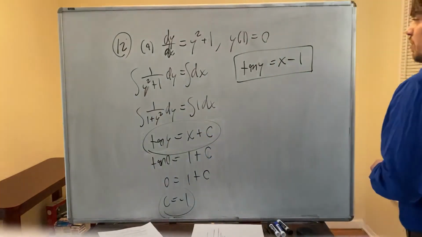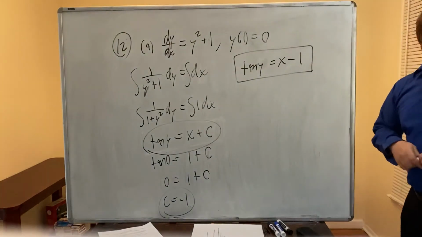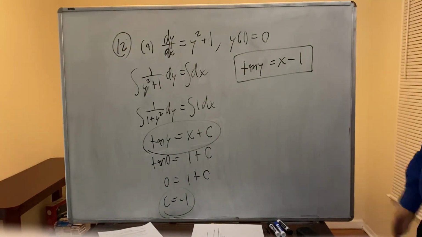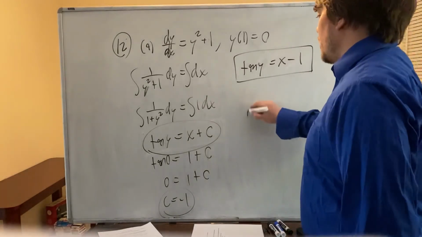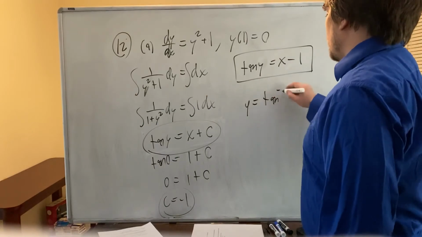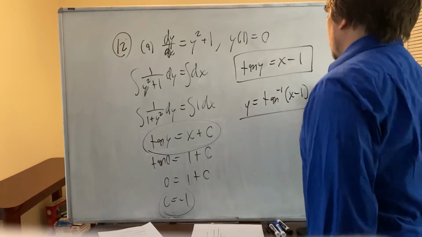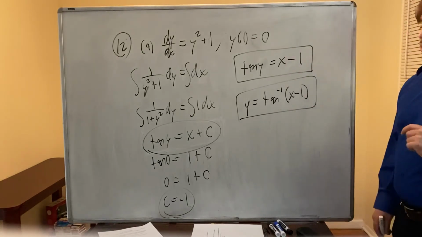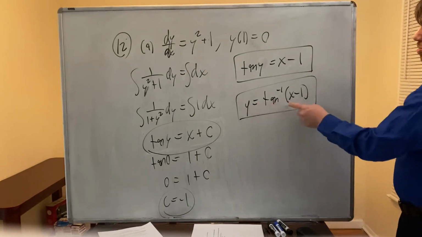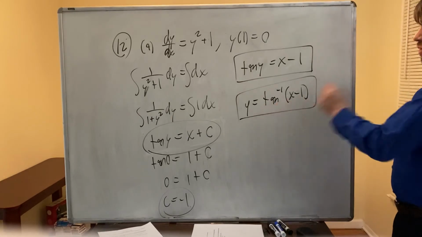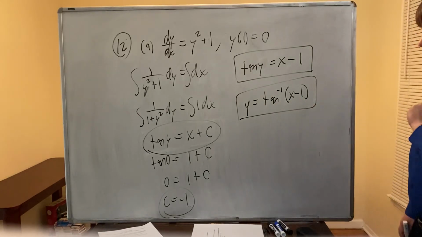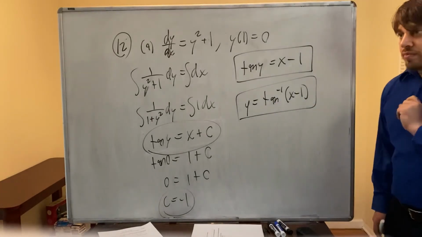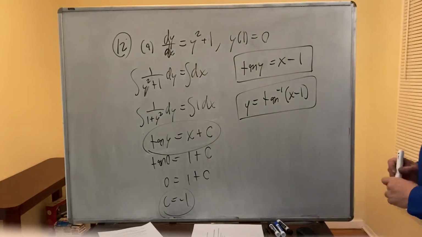Now we solve implicitly for y in terms of x. Okay, if you want to solve for y explicitly, you could say y is equal to tan of x minus 1. Right, so that is the solution to this initial value problem. Solve for y explicitly in terms of x: y equals tan of x minus 1. That's 12a.